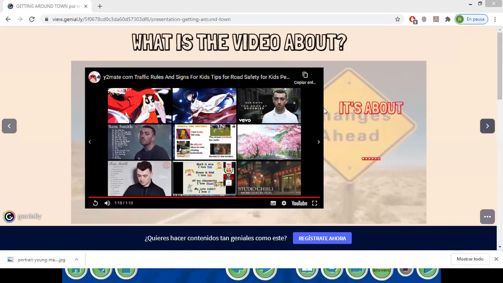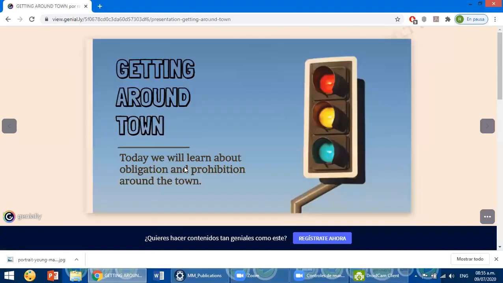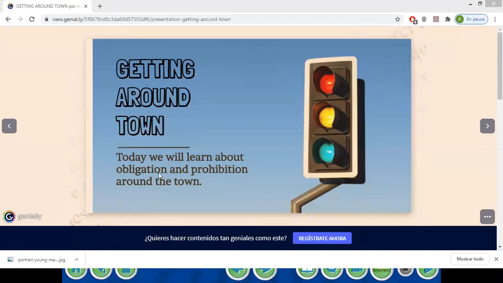Very good. And this is the objective for this class. Today we will learn about obligations. Now you know obligations, have to, has to, and we are going to add prohibitions when we are walking, when we are around the town, okay, on the street. But first, please, let's review our song. You know our song, no?